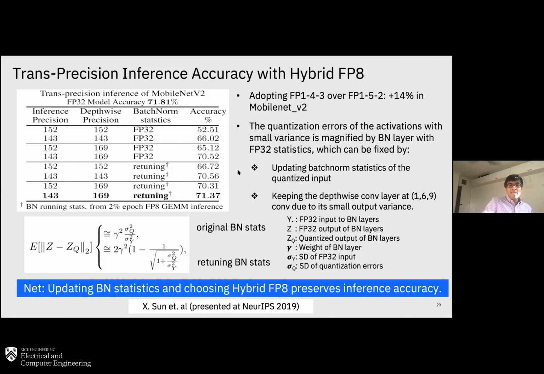So what we showed is that when you use the right 8-bit format and we update the batch norm statistics, you can get accuracies that are very close to the full precision accuracy. Again, this is not for training, this is for inference, where you train the model in 32 bits and you're just trying to deploy it on the new hardware and figuring out what the right things are that you need to do to tweak that model to deploy it in 8-bit arithmetic.